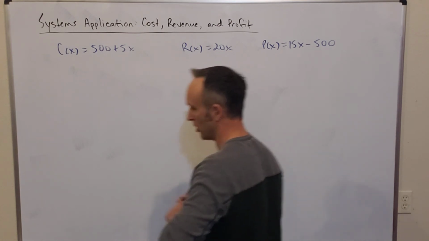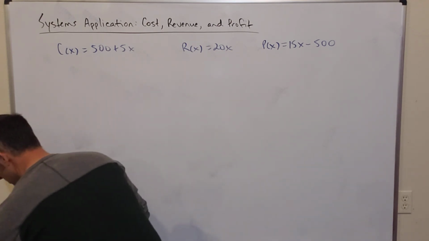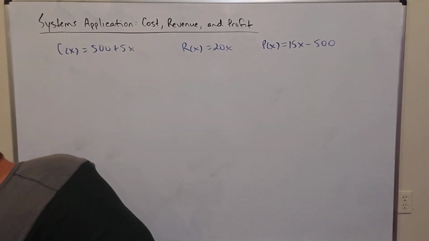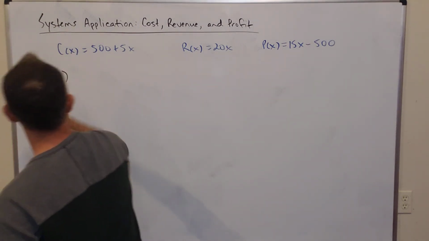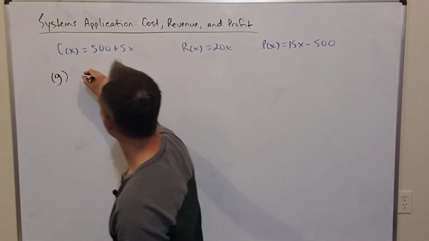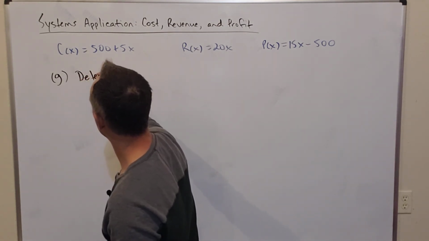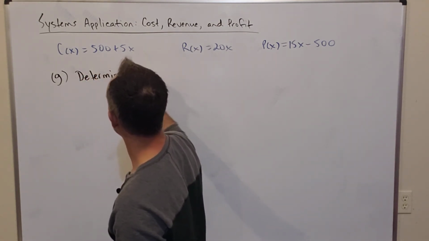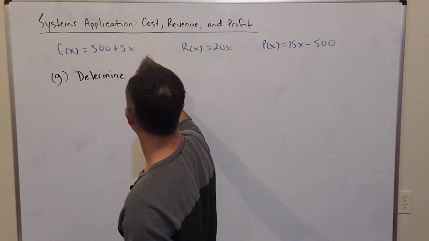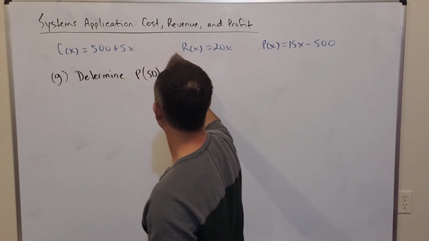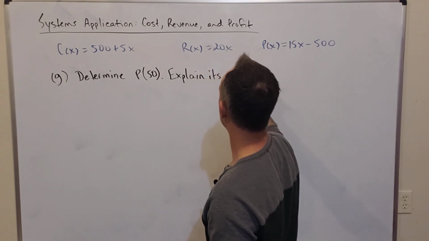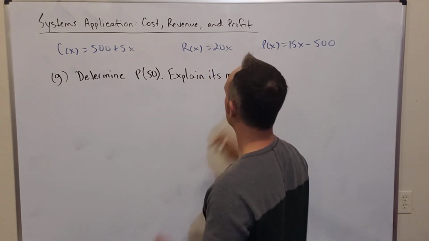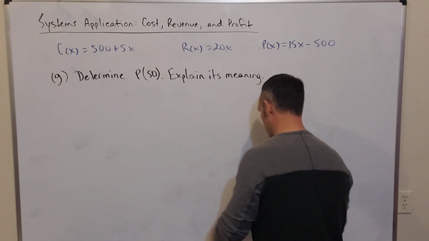Okay, last part. That was part F. Let's look at part G. And this is the end of the video, okay? So determine P of 50 and explain its meaning, okay? So let's first figure out what P of 50 is.